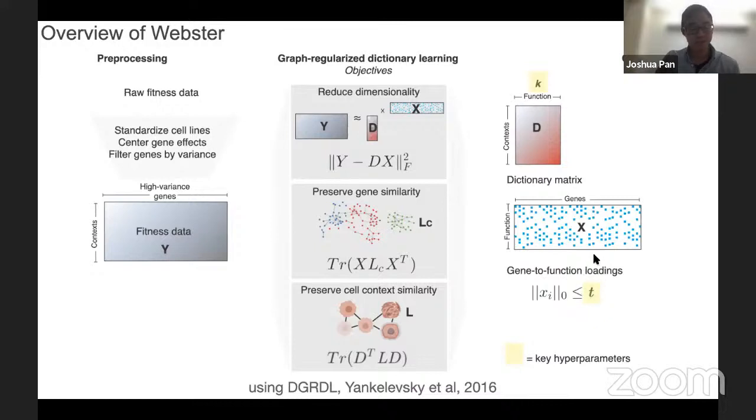The objective function first has the standard reconstruction error of our low dimensional representation of that input matrix. Then we have our two graph priors as augmented objectives. This is a graph prior over the columns of X induced from the correlation structure of columns in Y. And this is a graph prior over the rows of D induced from the correlation structure of the rows in the input data Y.